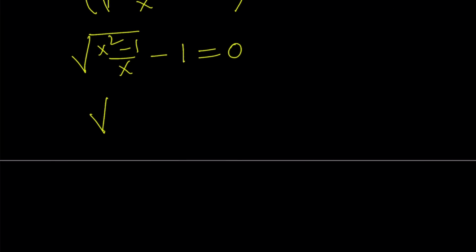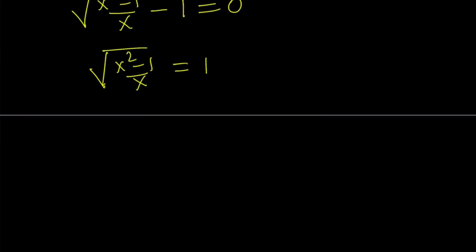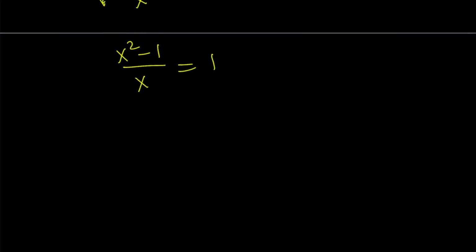So from here, we can just add 1 to both sides and square both sides. That's going to give us x squared minus 1 over x squared equals 1. Oops, that shouldn't be an x squared. So that should be an x at the bottom. And now when you cross multiply, you should be good. You have to cross multiply it to turn it into a quadratic equation.